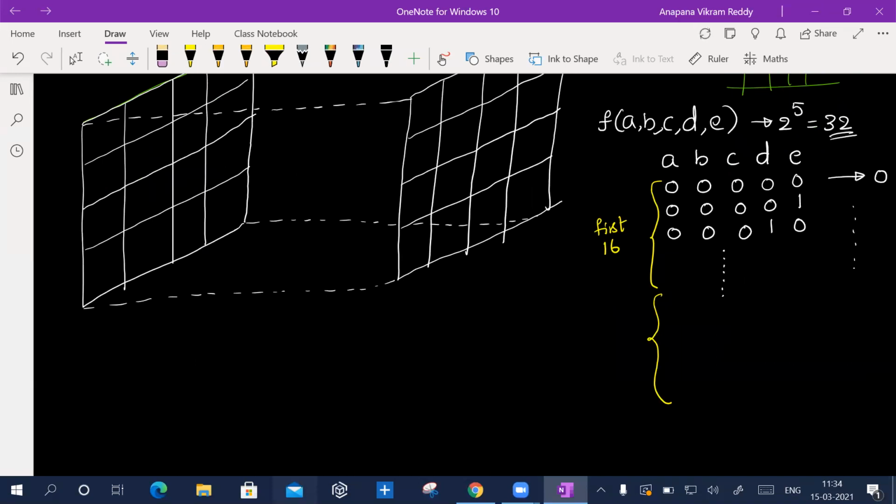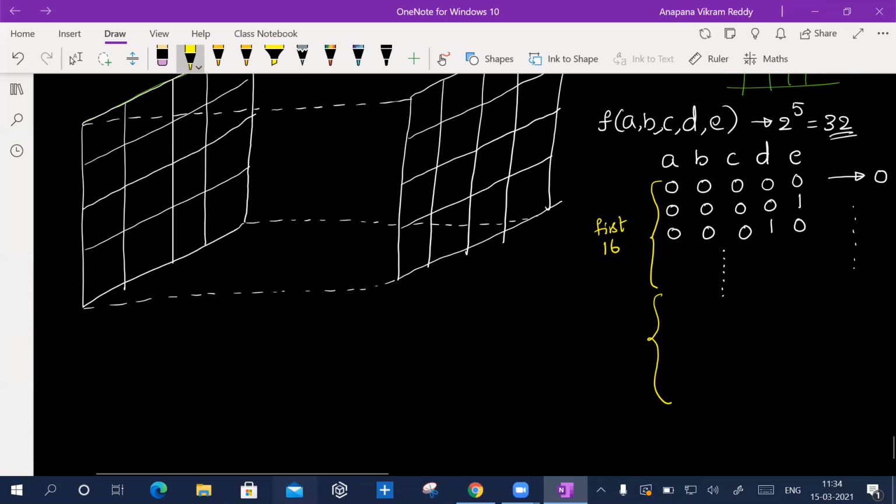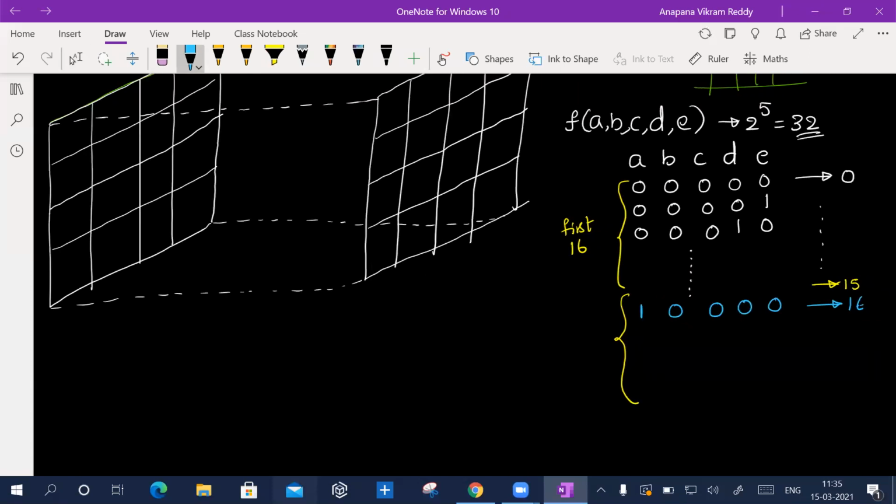Now any guesses here? From 0 to 15 is this. The remaining, I must start like this, yes or not? From 16, this becomes 1 0 0 0. This is 16, right? This is very simple: 16, 8, 4, 2, 1. And what is 17 here?